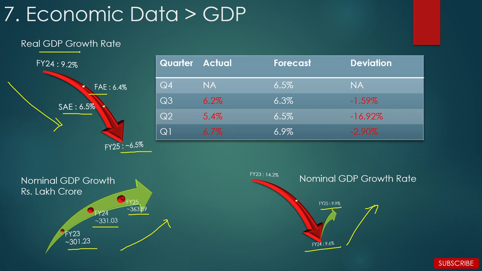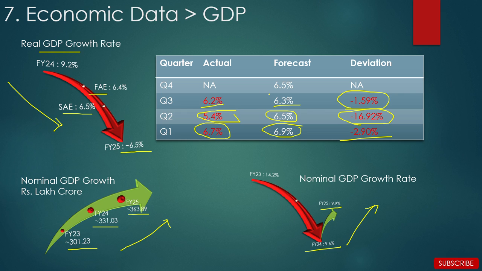For the real GDP growth rate, let's see the quarterly results. The forecast in Q1 was 6.9. The actual came out to be 6.7, which is a 2.9% deviation. For Q2 of the financial year, the real GDP growth rate was forecasted at 6.5%. It came out to be 5.4, which is a massive deviation of almost 17% negative. In Q3, it was forecasted at 6.3%. It came out at 6.2%, which is almost a 1.5% deviation.